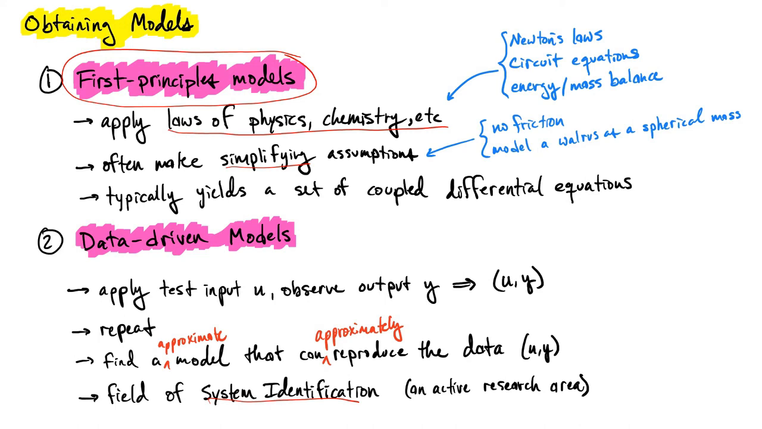So examples of things that we'll use: F equals ma, Newton's laws. We could even use conservation of momentum. We could use energy and mass balance. We're going to use Kirchhoff's laws that describe circuits. All of these are examples of fundamental laws that describe the rules by which a physical system operates. And those are the ones that we're going to be able to use in order to write down the mathematical model that we can use.